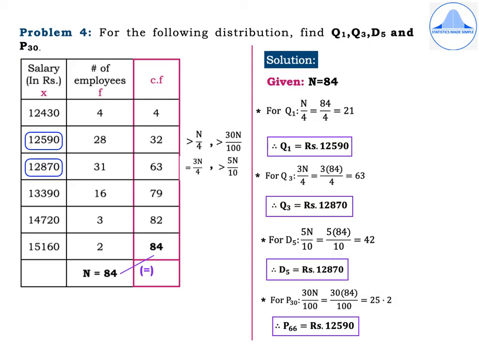For P30, we find out 30n by 100, which is equal to 30 into 84 by 100, which gives 25.2. The value which is greater than 25.2 in the last column in the table is 32. So next to 32, put a comma and write greater than 30n by 100. Now if you see the corresponding value of x, you will get the value of P30. So therefore, P30 is equal to rupees 12,590.